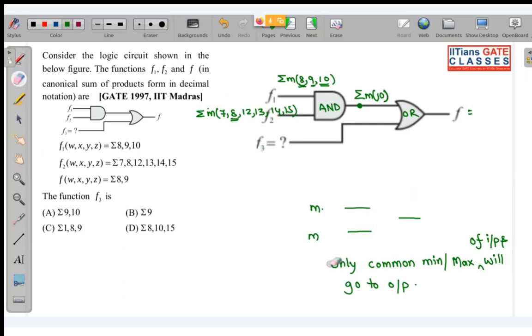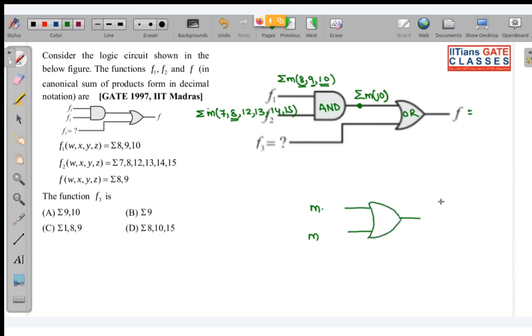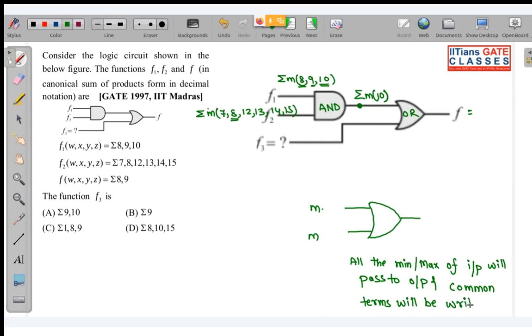what if this is your OR gate? All the minterms and max terms of input will pass to output, and common terms will be written only once.